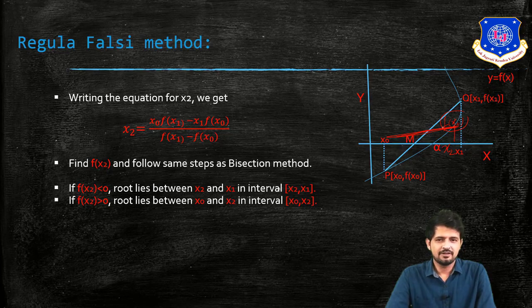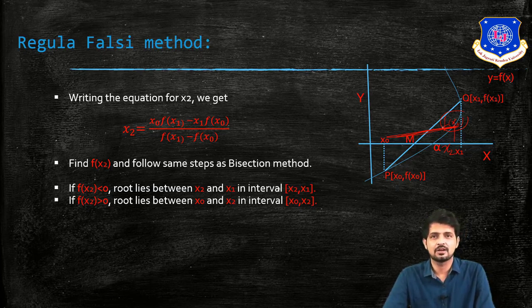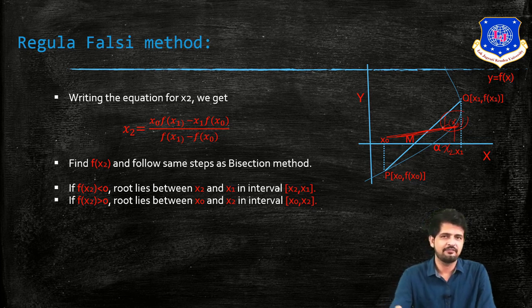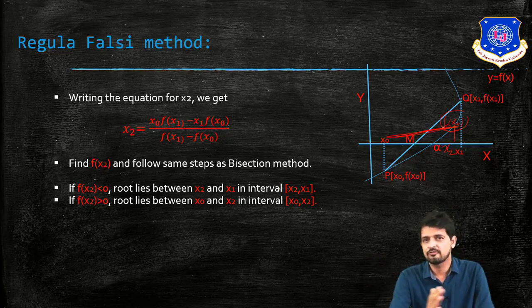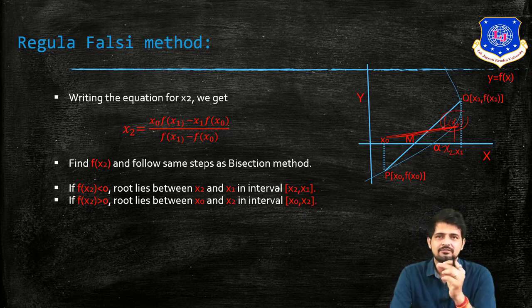So if f of x2 is less than 0, our root lies between x2 and x1. And if f of x2 is greater than 0, then our root lies between x0 and x2. So it is very clear that if it is less than 0, we have to reduce the interval from the left hand side, and if it is greater than 0, we have to reduce the interval from the right hand side. Here we consider our root lies between x2 and x1.